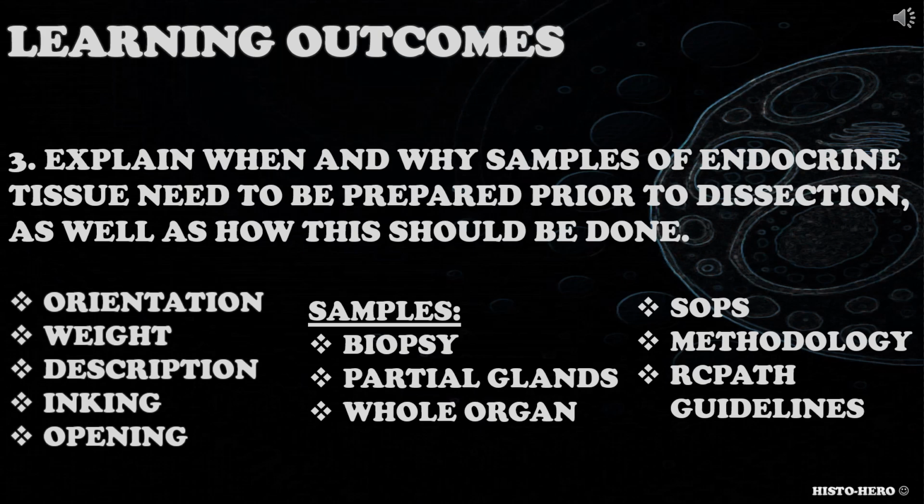The third learning outcome is for the candidate to explain when and why samples of endocrine tissue need to be prepared prior to dissection, as well as how this should be done. How are endocrine samples prepared prior to dissection? Consider orientation, weight, measure, inking, opening, fixation. Consider sample types you might receive in your lab like biopsies, partial glands, or whole organs and the difference in how you prepare them. The steps might be specific to each department but consider SOPs, methodology used, or RC-Path guidelines.